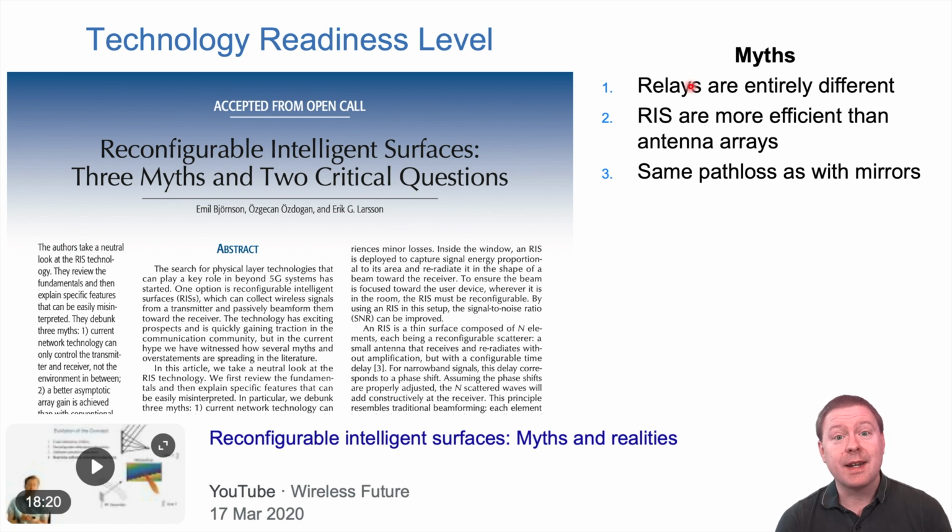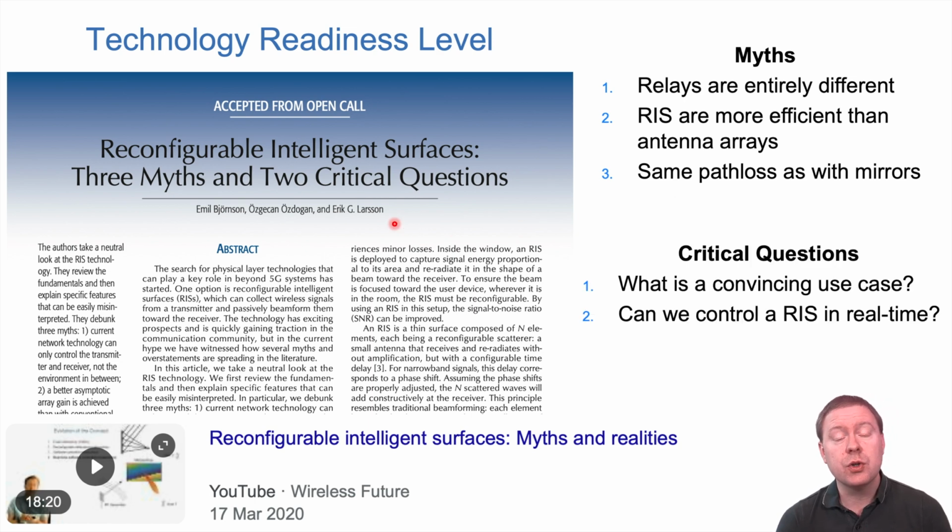Some of the myths that were spread in the early days of this technology were that relays, the traditional technology of relays, is something entirely different, which it is not. Or that RIS would be much more efficient than antenna arrays, which is also a misconception, and that we will have similar path losses as mirrors. Even if we are creating these kinds of virtual line of sight paths, it's very different from when you look at yourself in a mirror. But more importantly, we posed 2 critical questions in this paper that need to be addressed before this technology can be really ready to be used in practice.